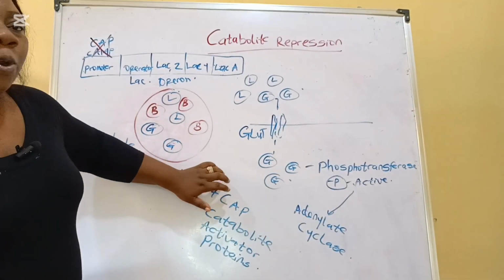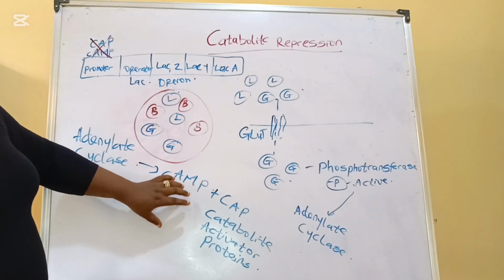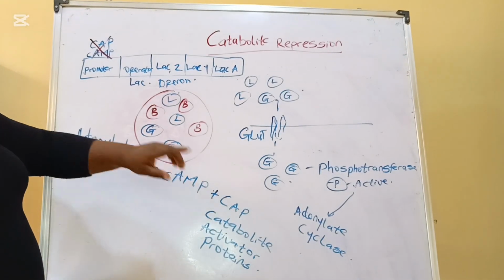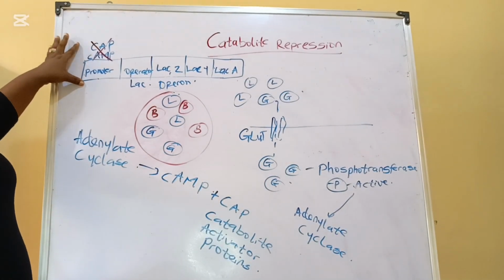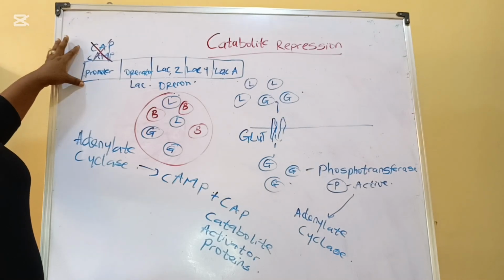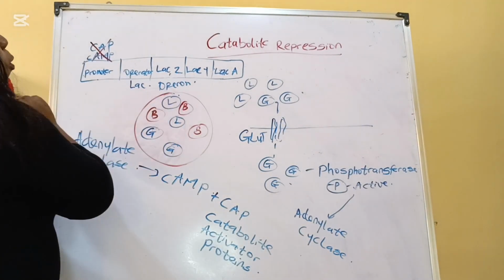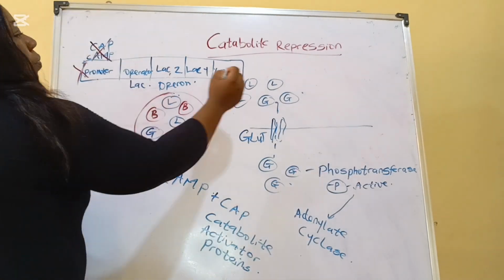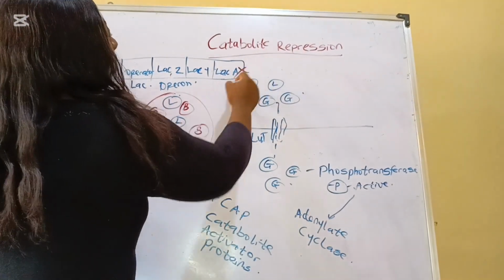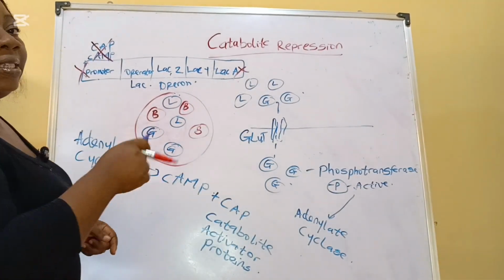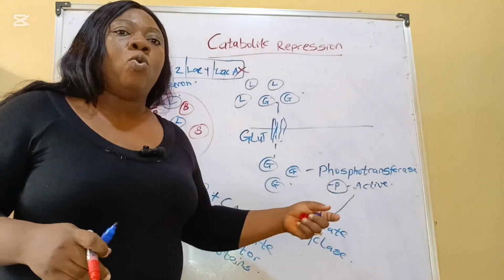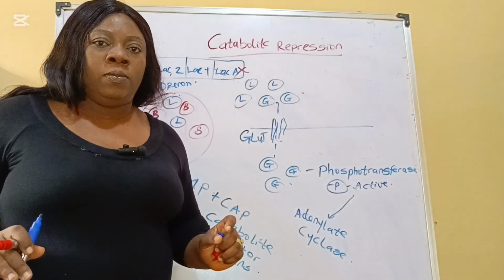If there is no production of this, then cyclic AMP and CAP cannot come and activate the promoter here. So that means we are shutting down this lac operon. We are shutting it down, telling the cell that we have sufficient glucose, so continue to use glucose.